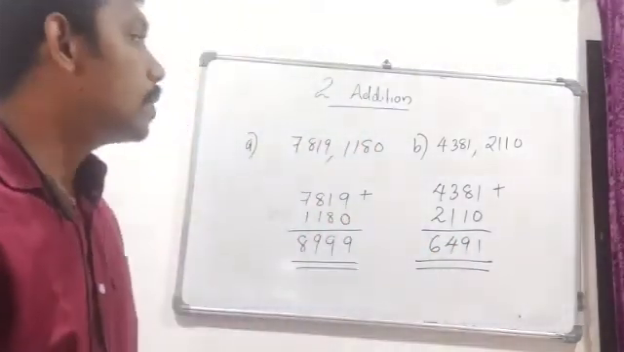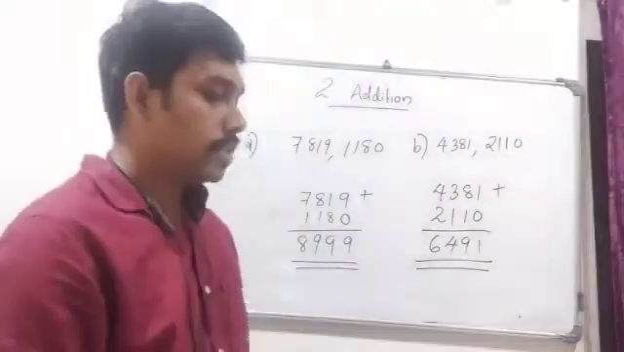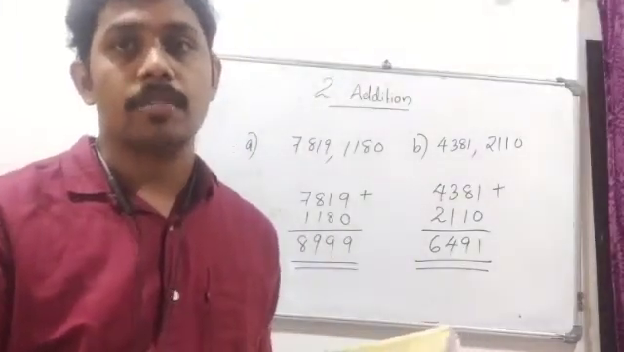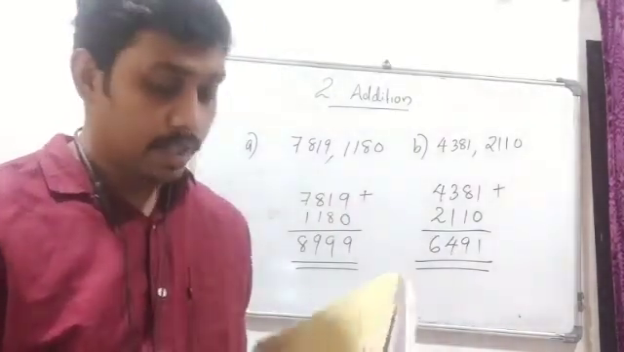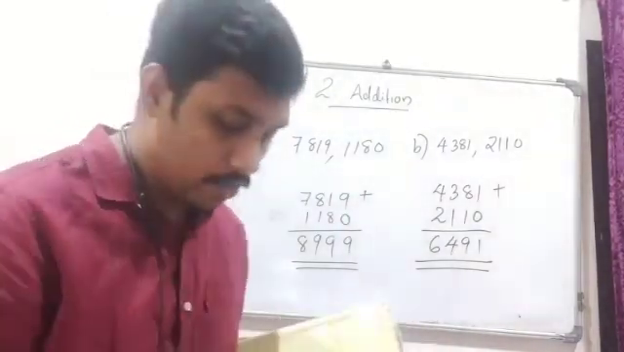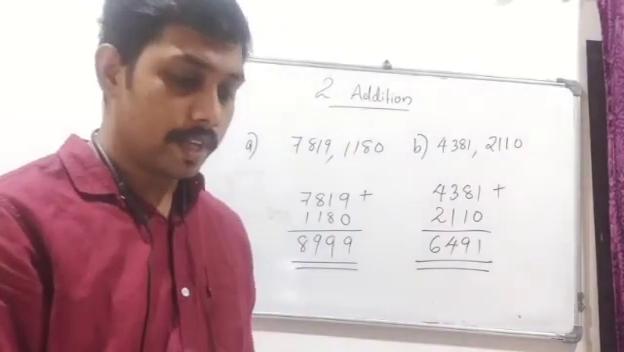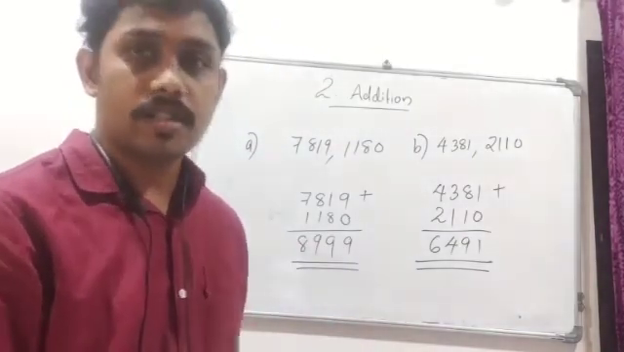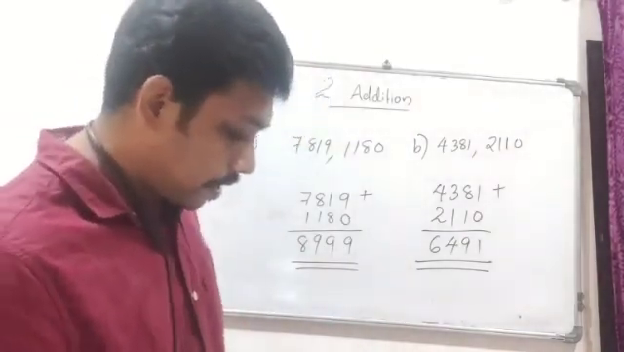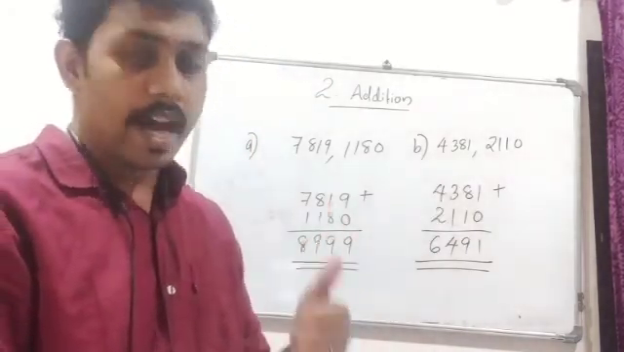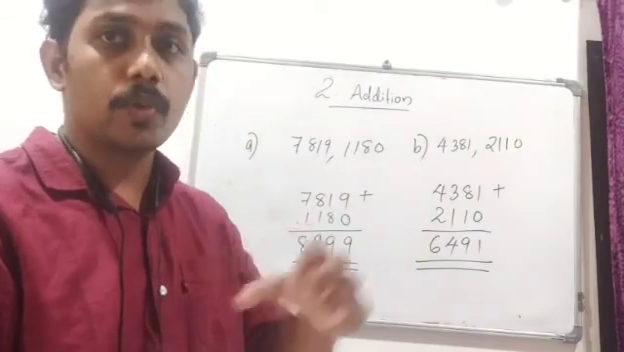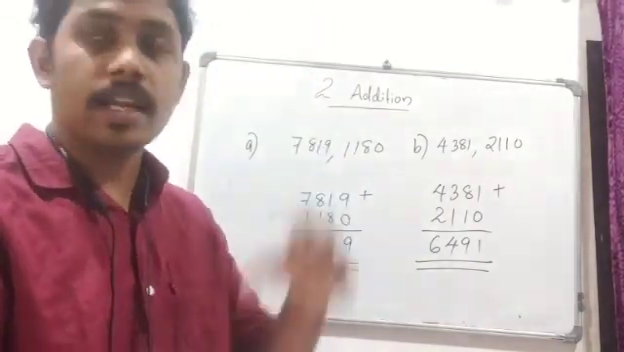Okay, students. So this is the first portion, that is, addition of 4-digit numbers without carry. There are some questions you have to do as homework. In exercise 2.1, the first three problems are completed, and then there are 9 more problems that you have to do in your textbook.